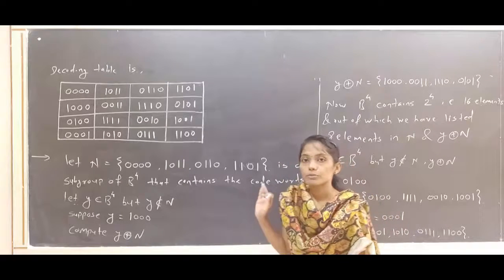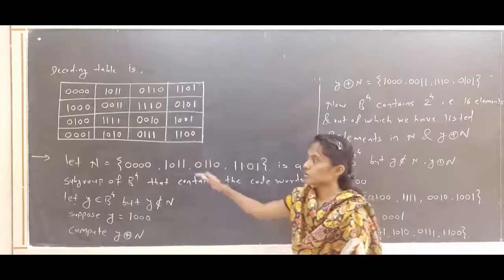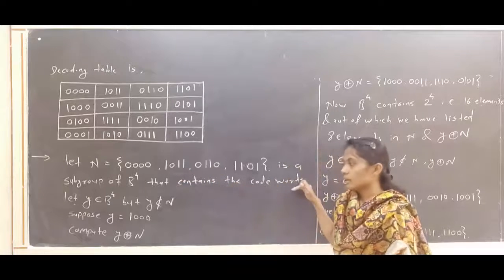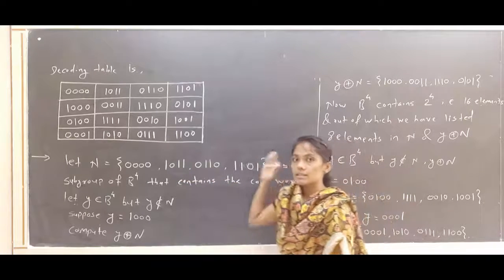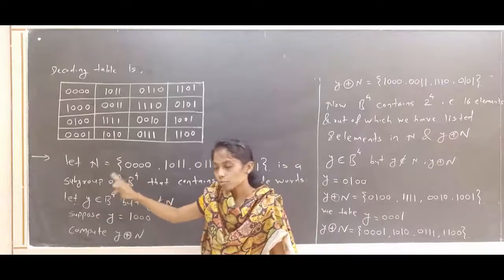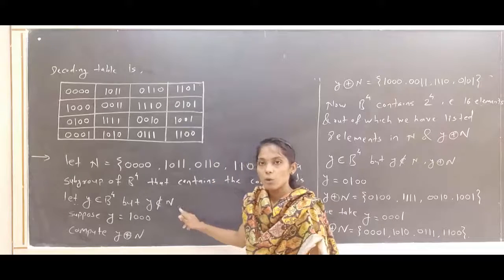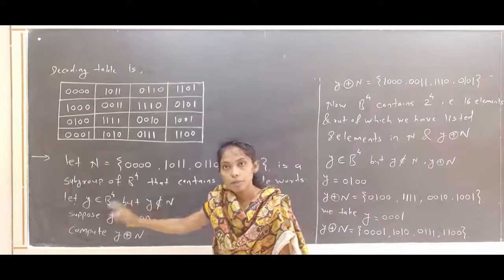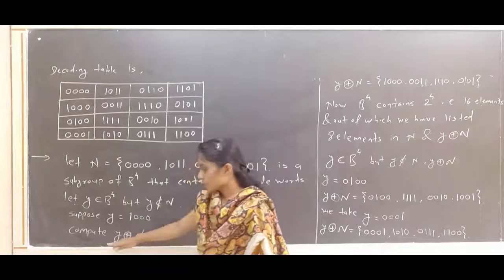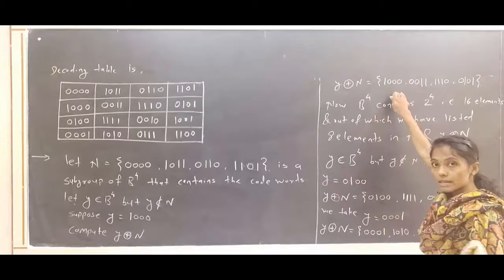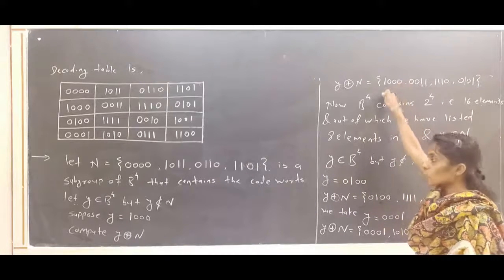So see here, for finding the decoding function, first of all take the set N that contains the code words. Then select y which belongs to B raised to 4 but does not belong to N and whose weight is minimum. Then find the coset y plus N. So here we get this coset.